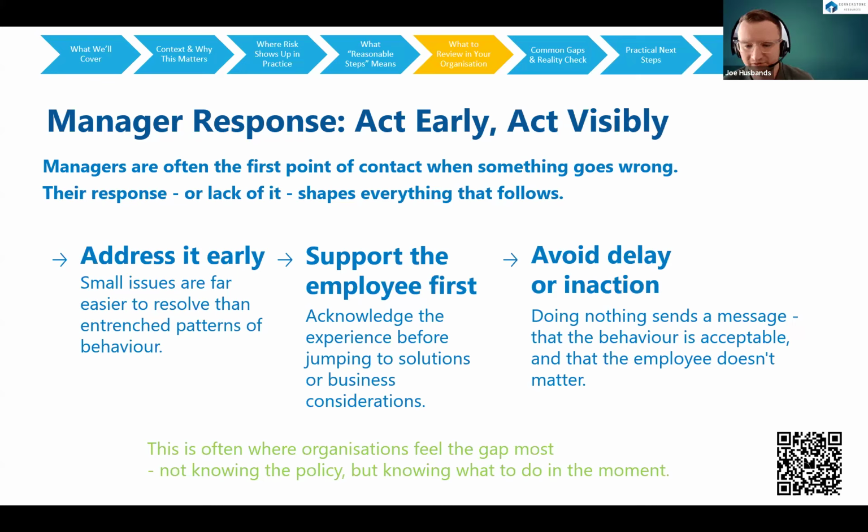So what you often see here is hesitation or delay or inconsistent responses across managers, and that can unintentionally send the message that the behavior is acceptable, even if that's not what was intended. So building manager confidence in the moment is a real key part of this, because early confident action is often what prevents situations from escalating. So all of this is about sense checking, really, what you already have in place, training your managers, and identifying where small adjustments could strengthen your position too.